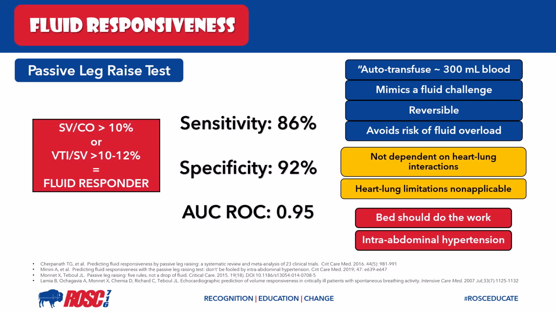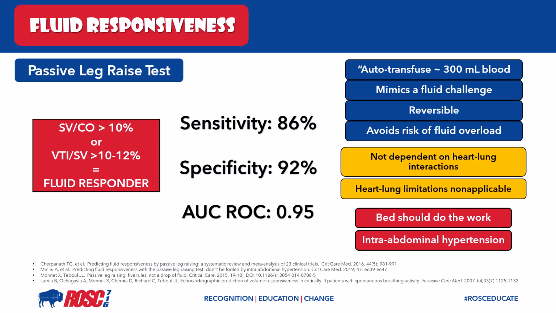A positive response is defined by a stroke volume or cardiac output increase delta, a change of 10%. And if you're doing an echo-derived stroke volume or looking at a VTI, your delta, your increase of 10 to 12% is deemed to be a positive fluid responder. With that said, the sensitivity is 86% and the area under the operator curve is 0.95. Those are excellent numbers, but this is only when we're talking about stroke volume and cardiac output.